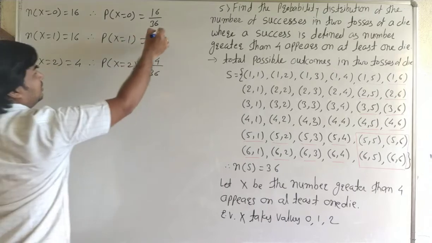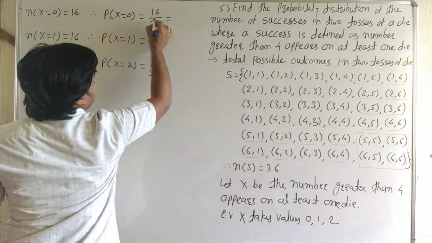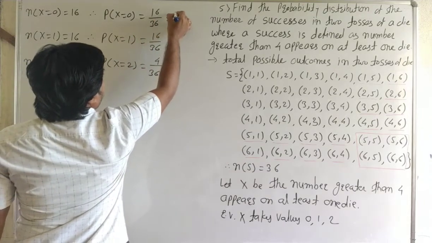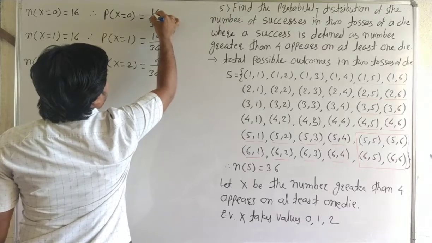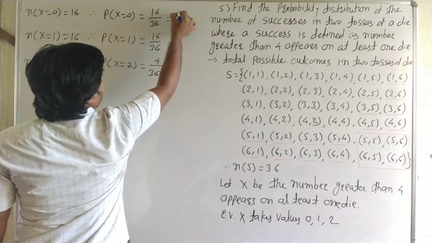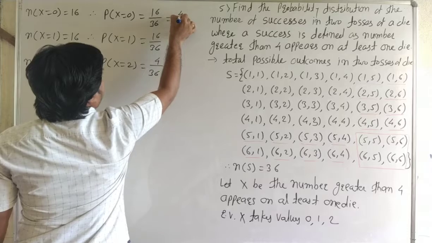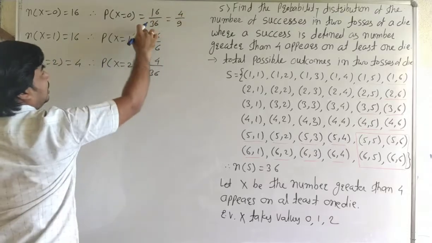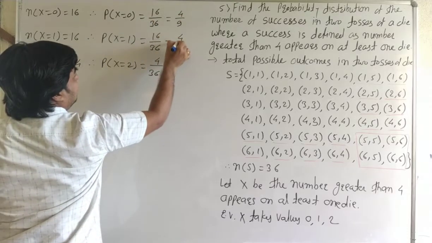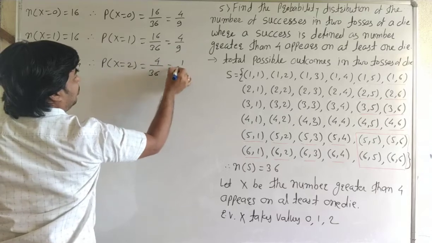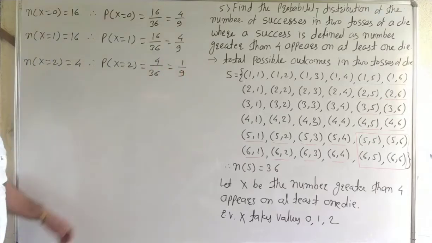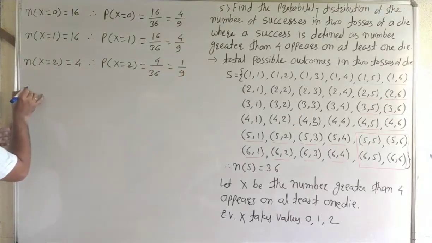Okay, now we calculate this. Here it is 8 upon... it is 4 by 9. Here it is 4 by 9, and here it is 1 by 9, and these are the probabilities. Okay, now we write the probability distribution.